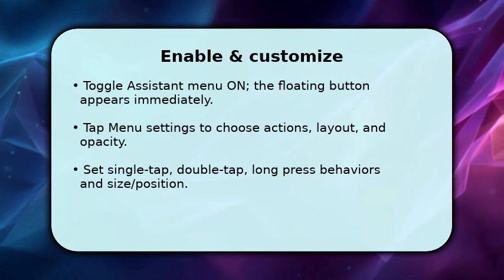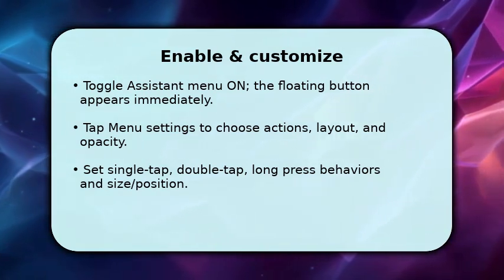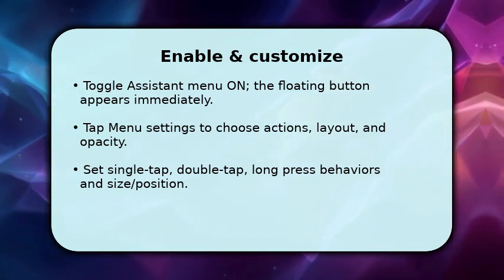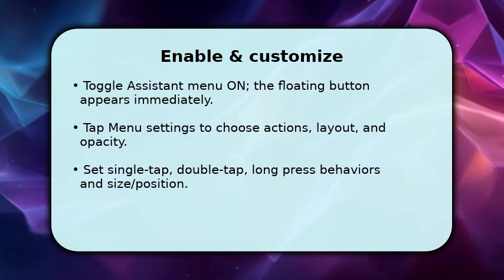Once the Assistant menu toggle is on, you'll see a floating circular button. That's your accessible control. Tap Menu Settings to pick which actions appear: home, back, recent, notifications, or custom shortcuts, and adjust the layout so frequently used items are front.